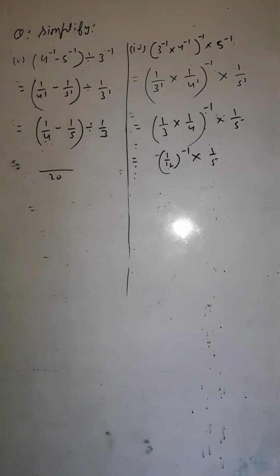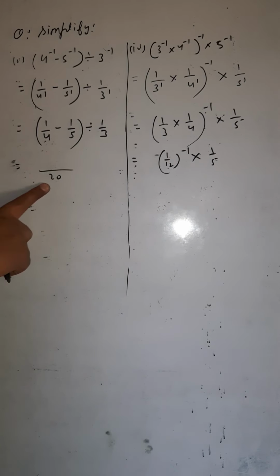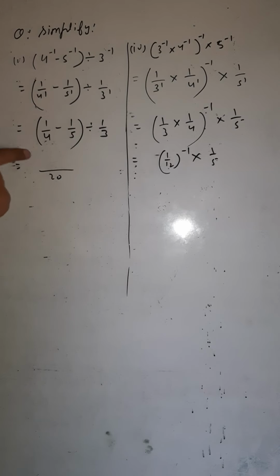It is 20. So what would you do after that? You would divide this denominator, this LCM, by both the denominators. First you would divide this by 4. How many times is it going? Yeah, 5 times, 4 fives are 20.